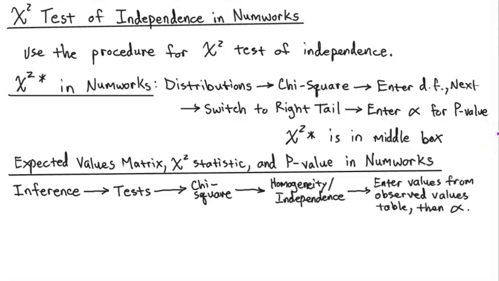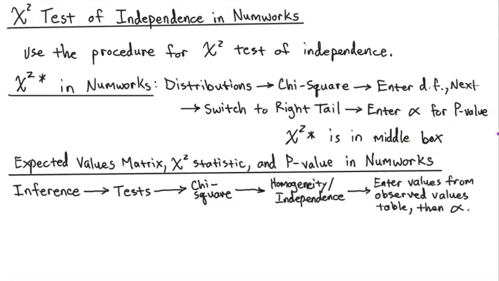But we can also use the Numworks calculator to identify the expected values matrix, or the expected values contingency table. We can get the chi-square statistic, which is awesome because that's really challenging to add up, especially if there are a lot of cells. And then we can also get the p-value in Numworks.